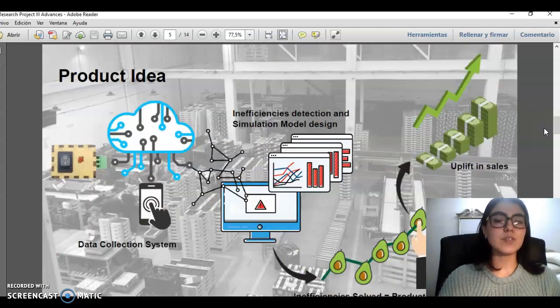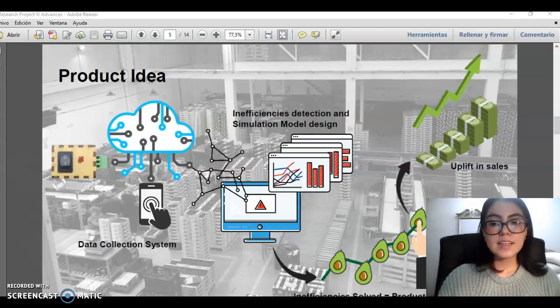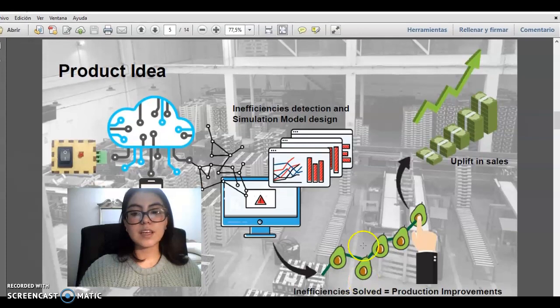This is the product idea, which has three stages. The first is the data collection system customized for the client. In this case, we have sensors and a web application to record the data from the plant. The second stage is more related to data analytics, how we are going to extract knowledge from this data, and the different tools to detect the inefficiencies. Then the third stage is more related to the models in order to propose solutions to solve these inefficiencies in order to uplift sales.